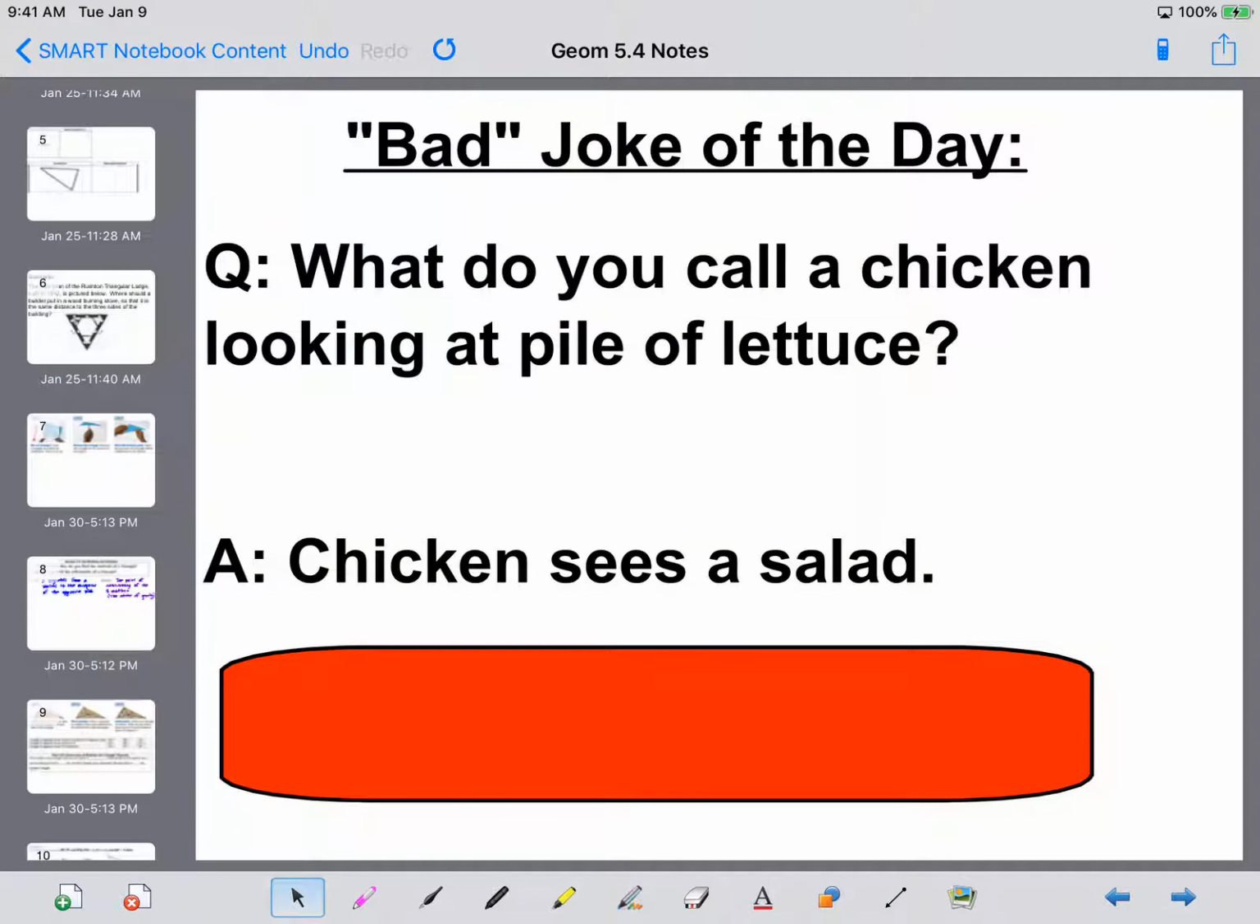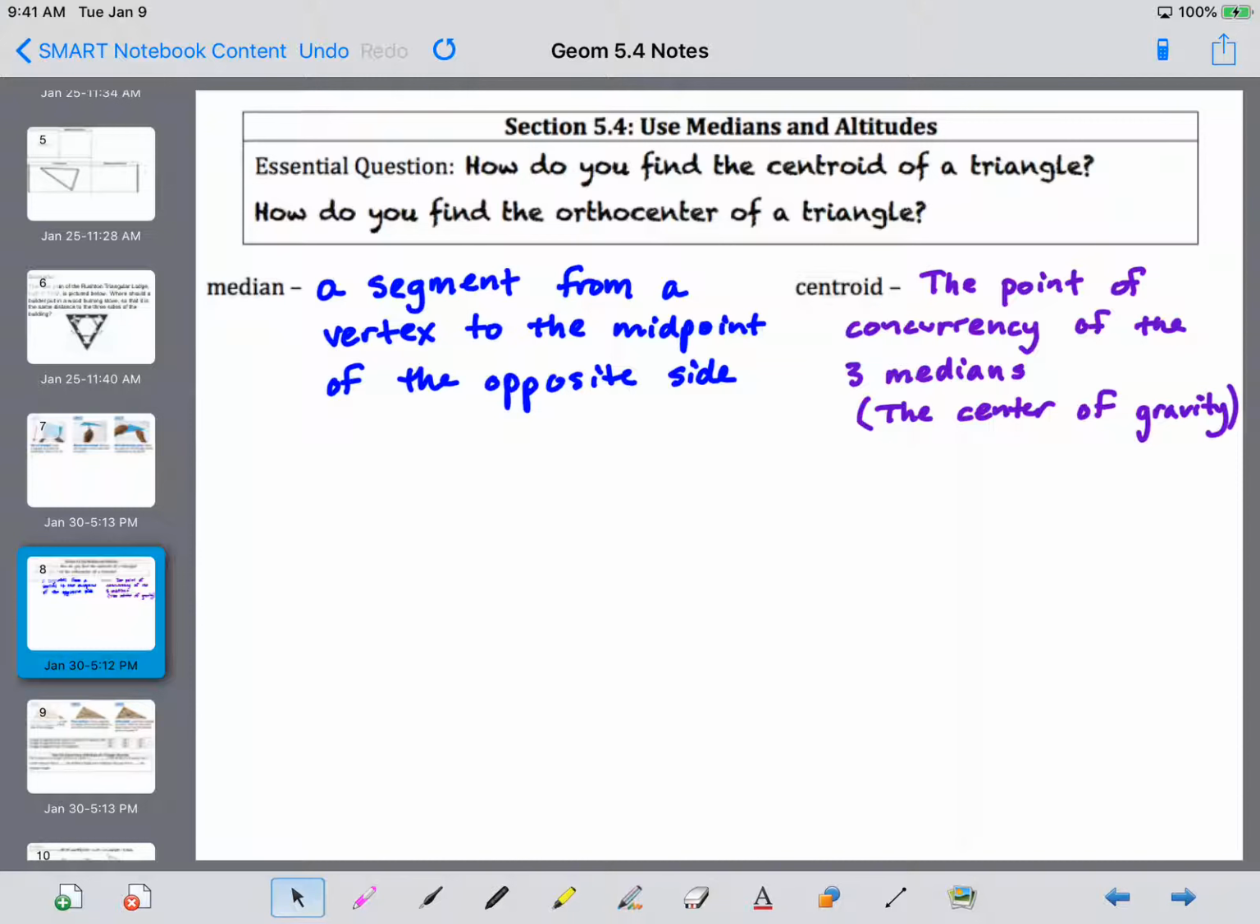All right, well, let's get into the lesson. If you want to take a moment and pause the video, jot down the essential question and these two definitions, and then we'll talk about them in a moment. We actually have two essential questions. The first one, how do you find the centroid of a triangle? And then how do you find the orthocenter? We're going to talk about the centroid first.